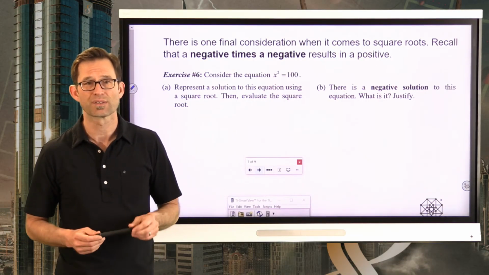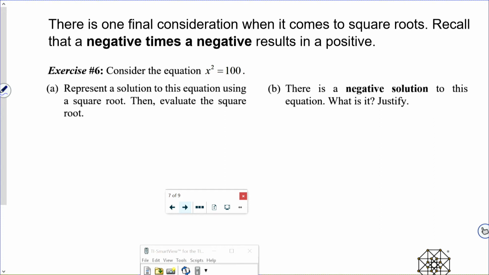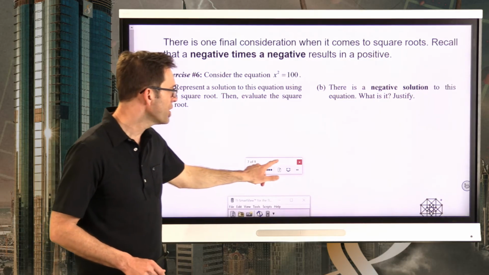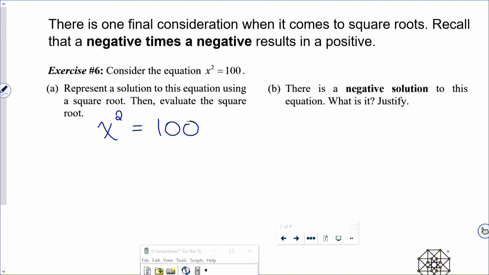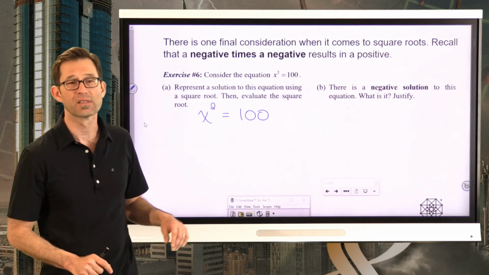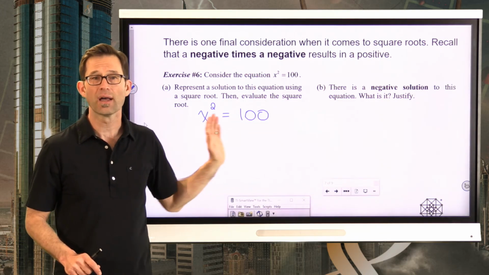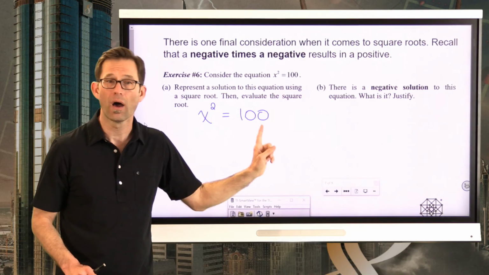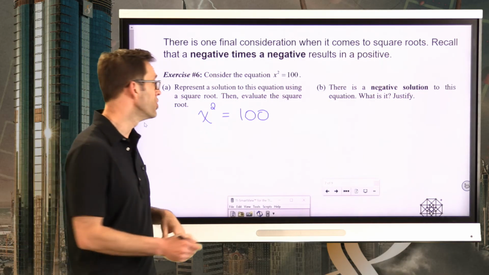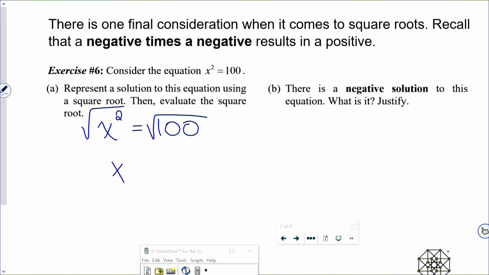So let's take a look at exercise number 6. Consider the equation x squared equals 100. Letter A. Represent a solution to this equation using a square root, then evaluate the square root. Well, think about this. Every time we have ever solved an equation, what we've done is the inverse to both sides of whatever was done to the variable. So in this case, the variable was squared, and we got 100. To undo the squaring, we take the square root of both sides. So x must be the square root of 100, and as we know, the square root of 100 is 10.